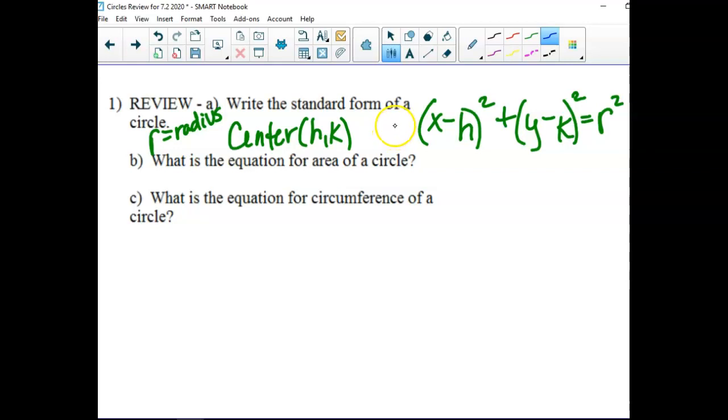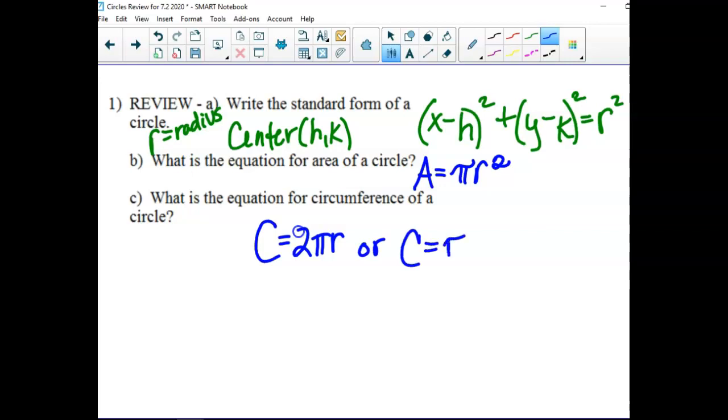okay? All right. What is the equation for area of a circle? Anybody remember area of a circle? No. Pi r squared. Circumference of a circle. It's just 2 pi r. Or you could say, what's 2 times the radius called? So it's pi times diameter.